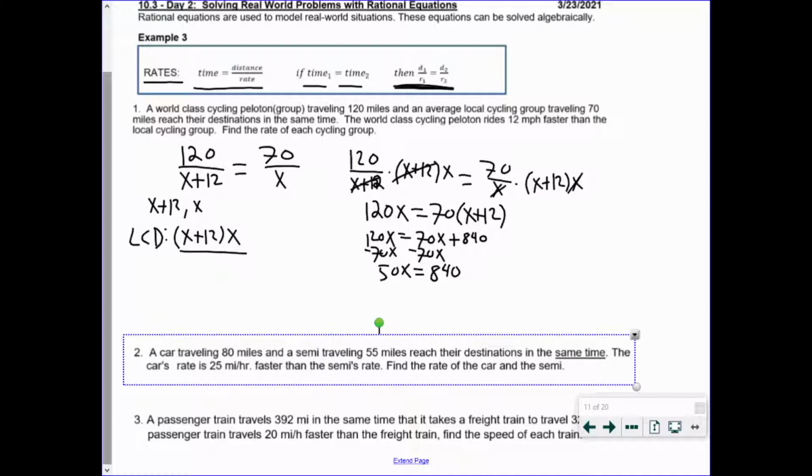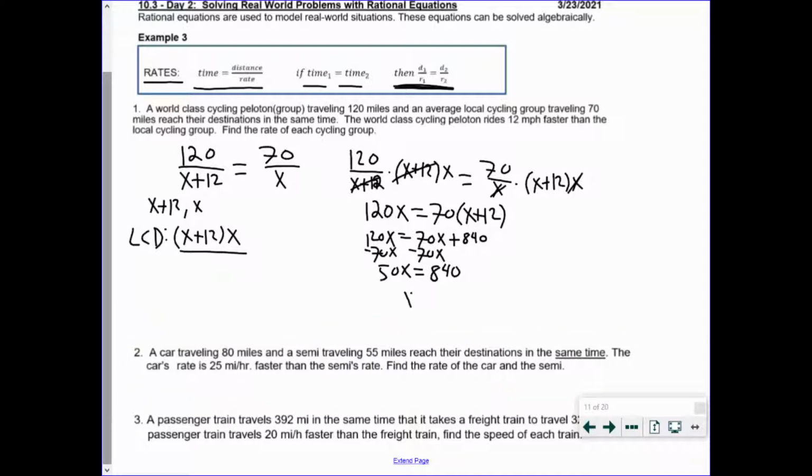So when 50x equals 840, my x is going to be 16.8. And we said our x value is equal to the rate or the speed of the average local cycling group. So that tells me that my local group has a rate of 16.8 miles per hour.